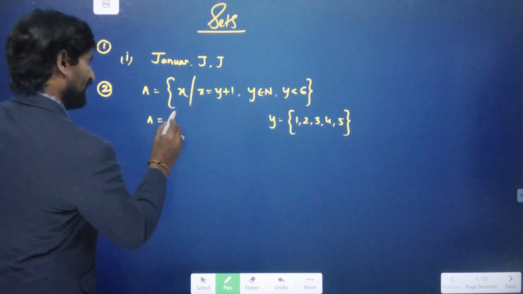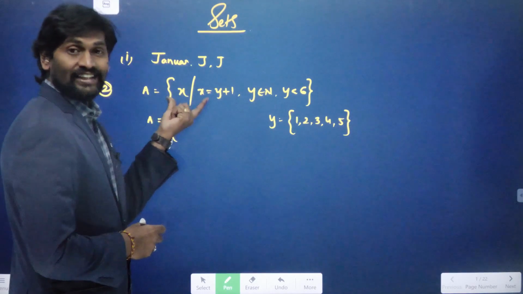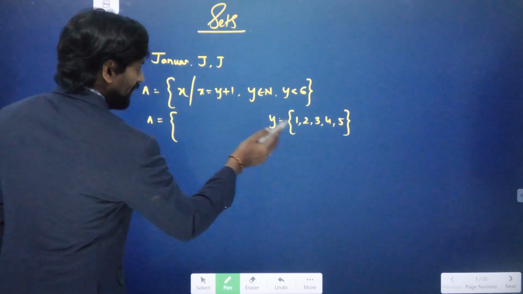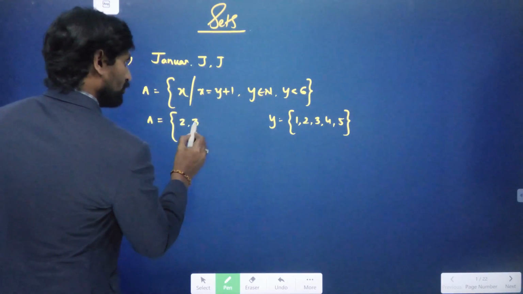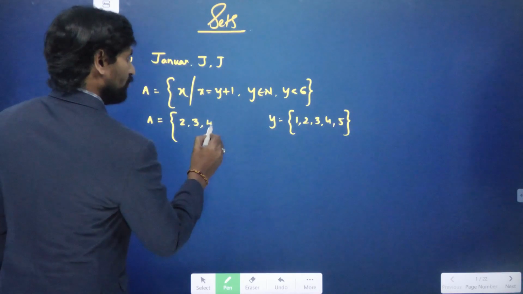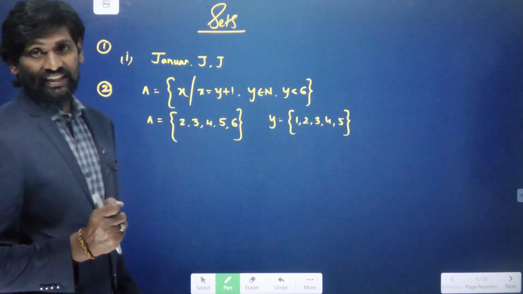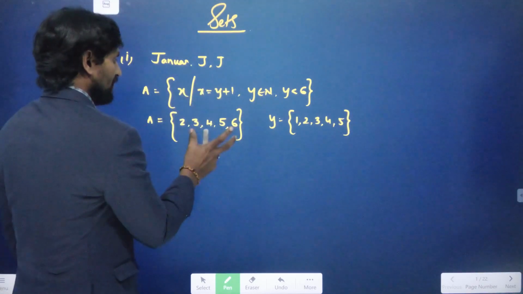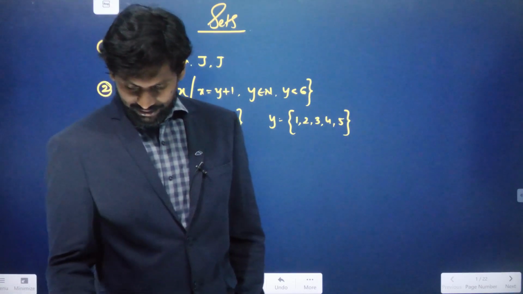Okay, so based on this, can we write the set A? Set A elements are in the form of X, again X is in the form of Y plus 1. First element, I am taking Y value 1. So X value is 1 plus 1, 2. Then 2 plus 1, 3; 3 plus 1, 4; 4 plus 1, 5; 5 plus 1, 6. So the elements in set A which satisfy the condition X equals Y plus 1 are 2, 3, 4, 5, 6.